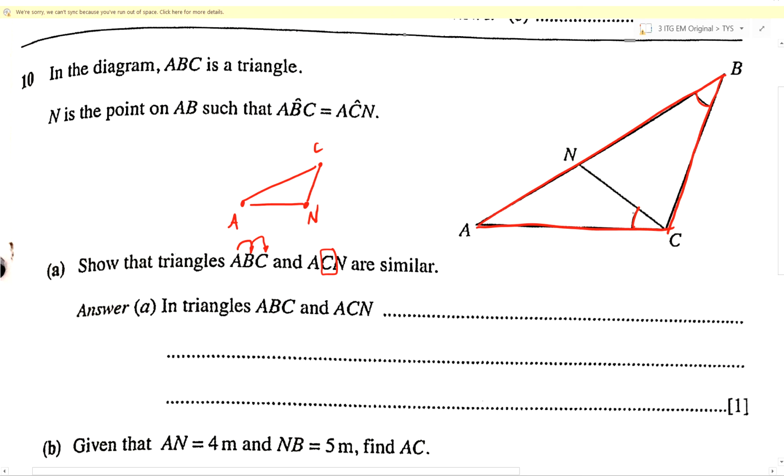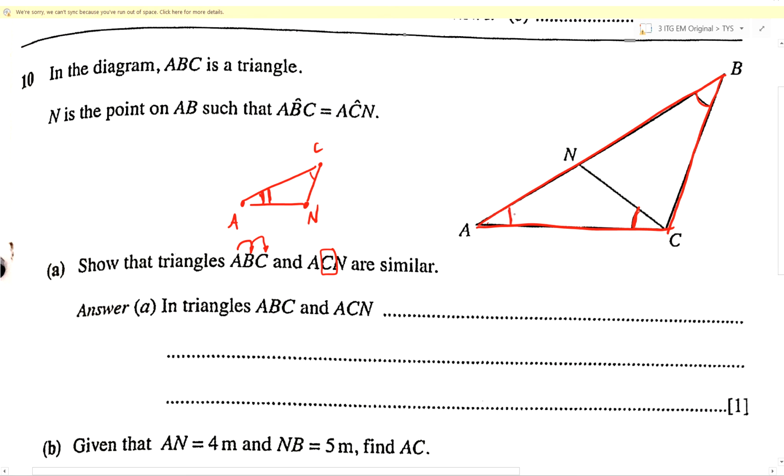So we know that the small triangle, angle C, rather ACN, is the given angle. Let's identify ACN over here. And we can tell straight away, for these two triangles, the topmost angle are the same. That is given.